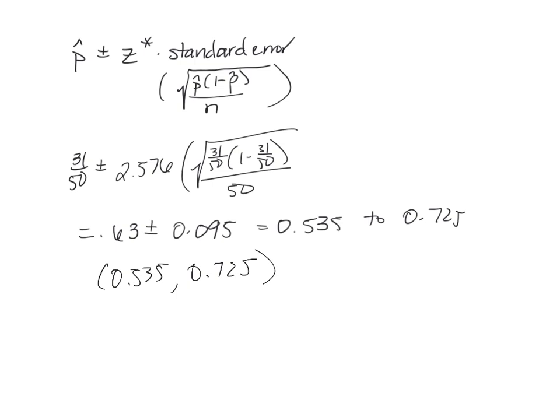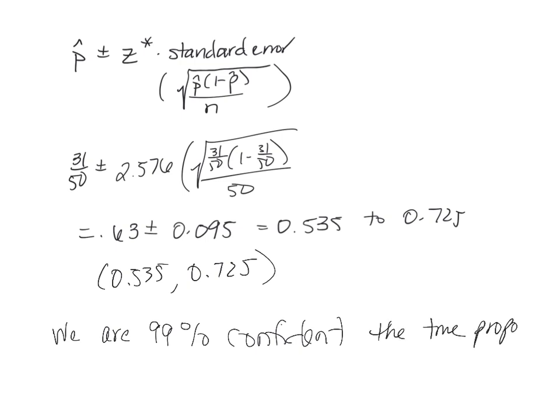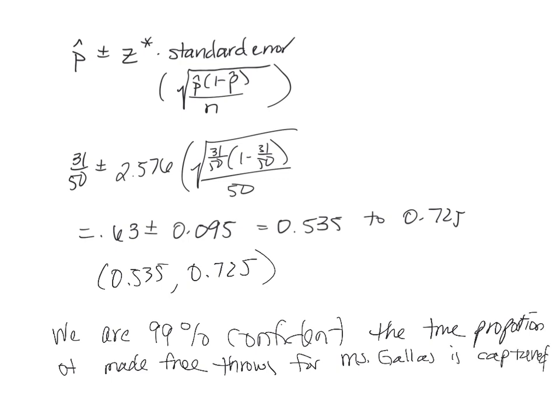0.725). And last but not least, we conclude: we are 99% confident the true proportion of made free throws for Mrs. Glass is captured on the interval from 0.535 to 0.725. See you in the next video.